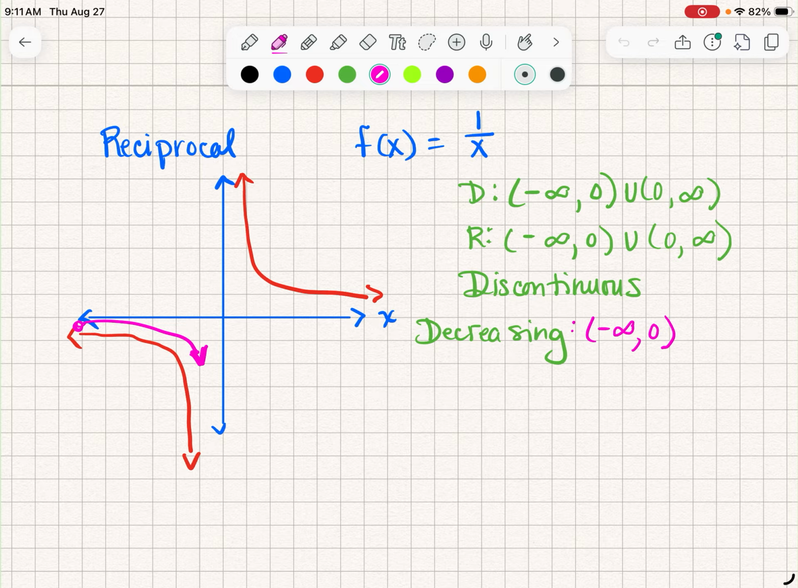But then this one has two parts, right? This one has two roller coasters, for lack of a better analogy. If I were here, because again, you have to go from left to right, if I were up here and I'm moving to the right, again, I'm still decreasing. So it's also decreasing from 0 to positive infinity. Wow, look at the pattern. This one has origin symmetry.